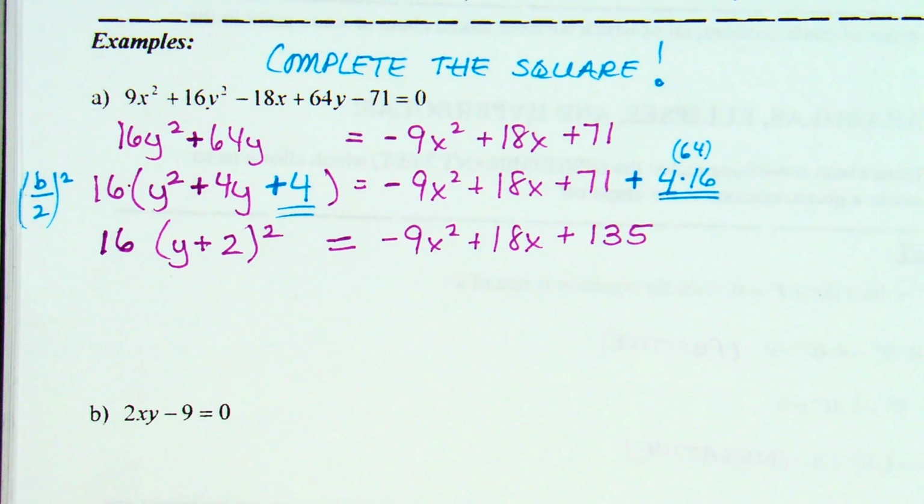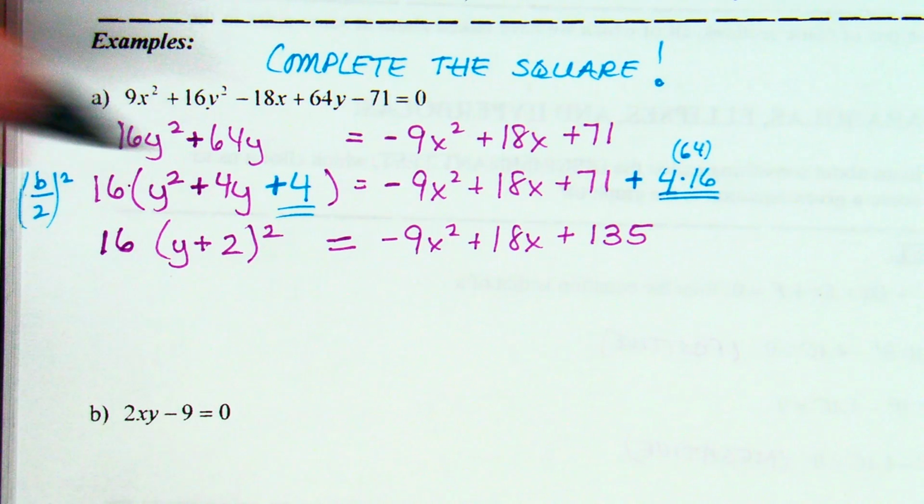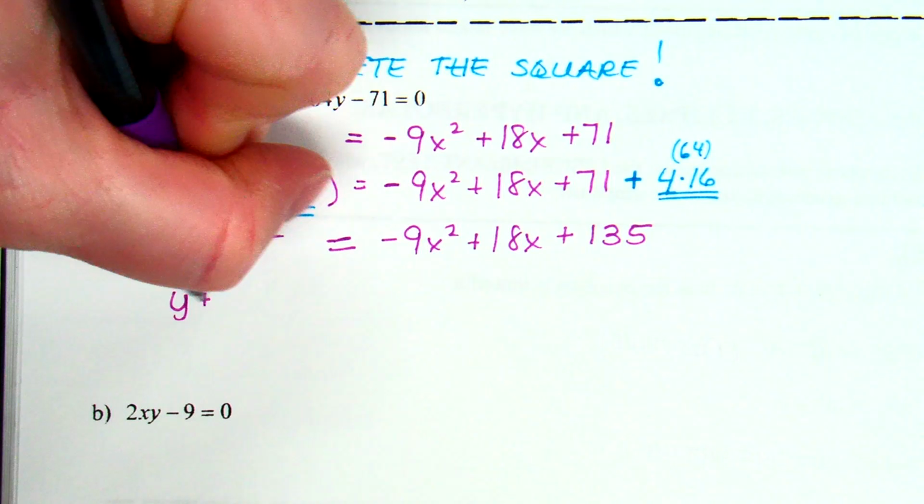Okay. Yep. Divide by the 16. If we divide the left by 16, you're dividing the right by 16. So that means on the left, I'm just going to have y plus 2 quantity squared.